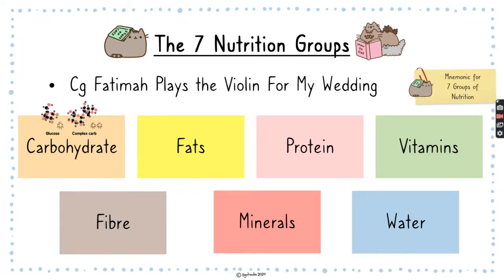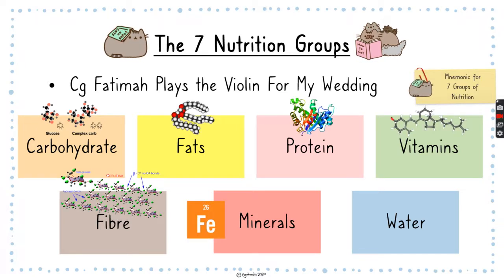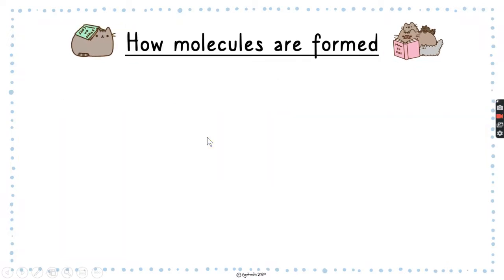So this is what carbohydrate looks like. Fats actually look like that. Protein, vitamins, fiber, and minerals like iron is just an element, and you have water, which is a molecule. Human beings need nutrients. All living things need nutrients. And these are all things that you can find inside the living thing. So therefore, these are all examples of biological molecules.